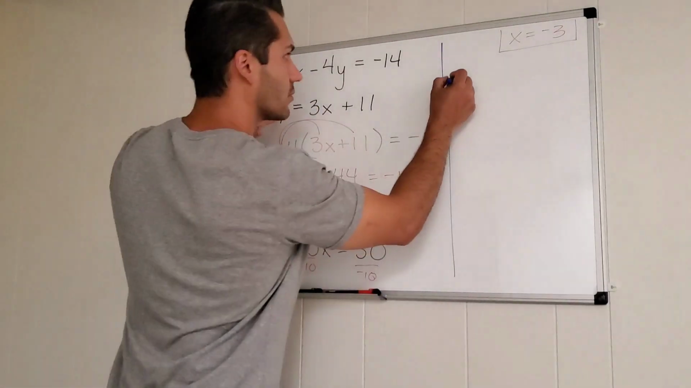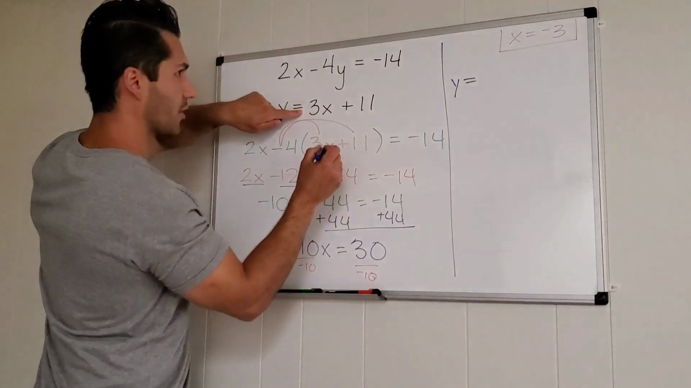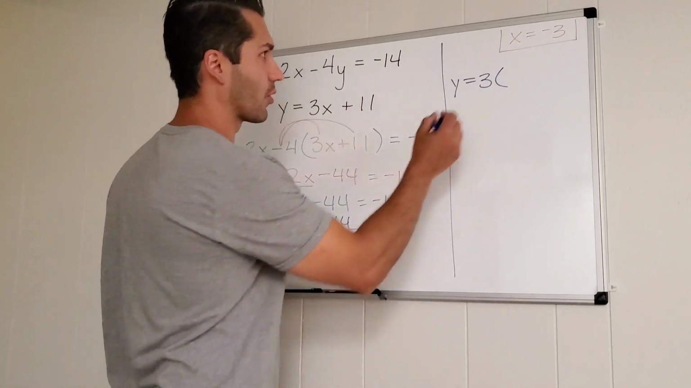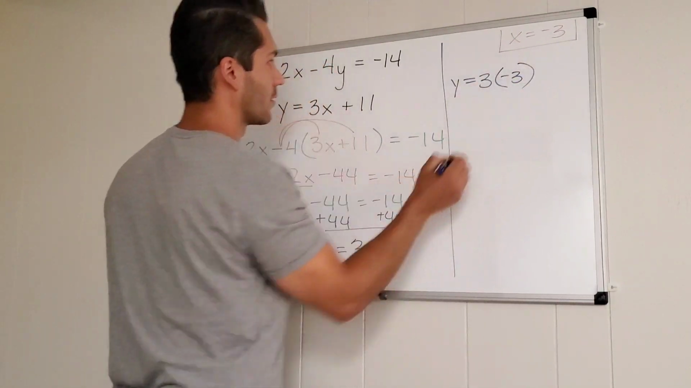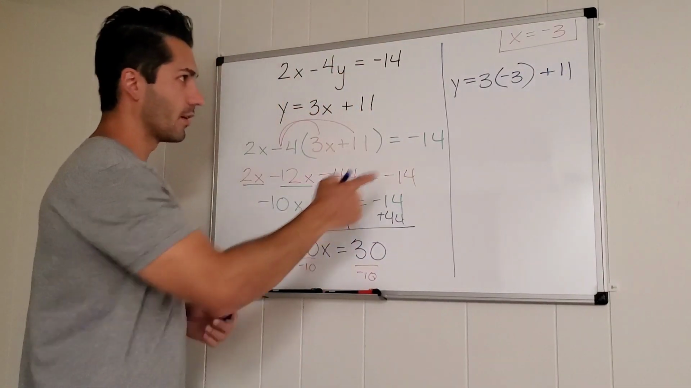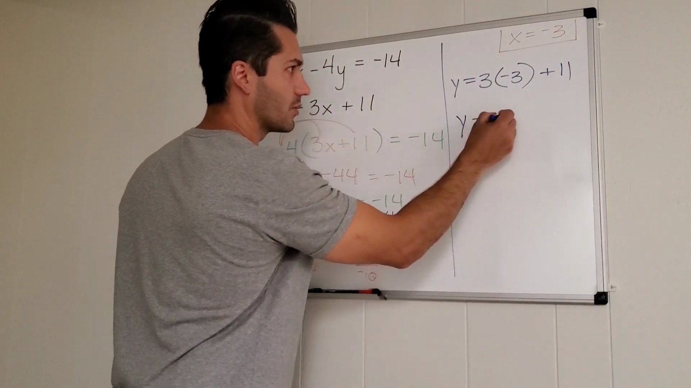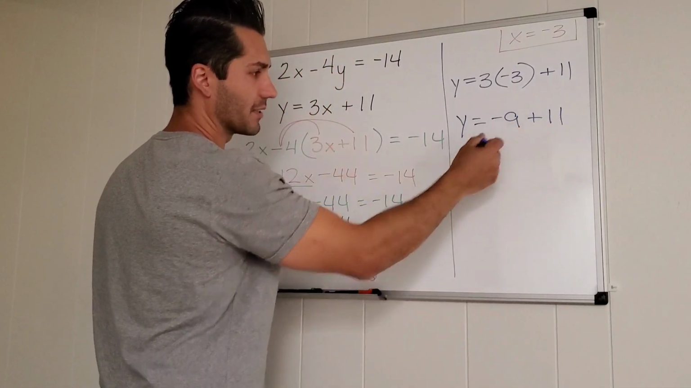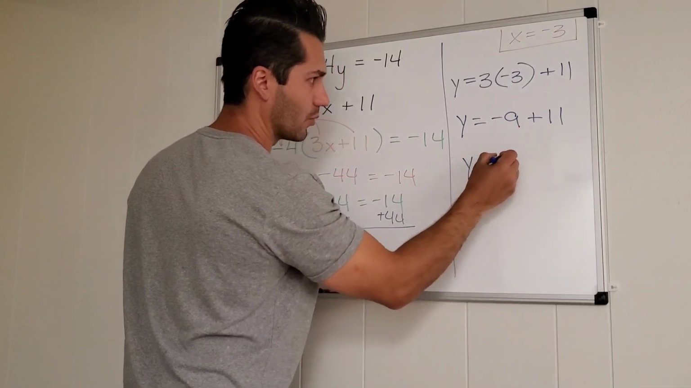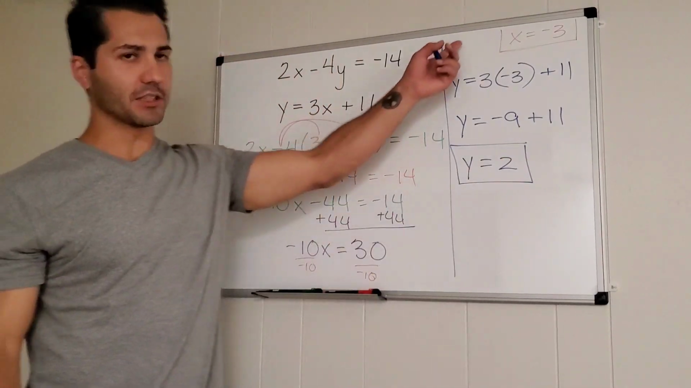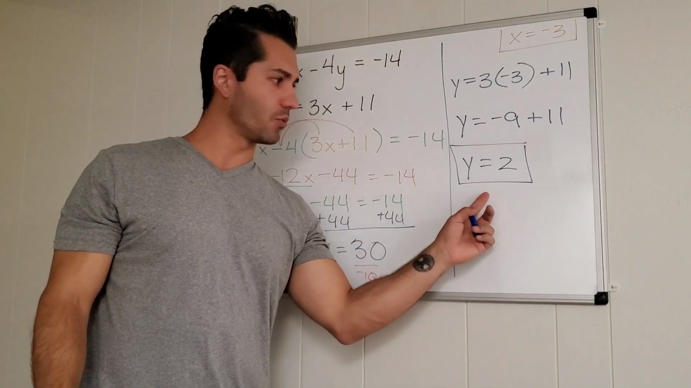So, y equals 3x. I just found out x equals negative 3. I did my work for that. Plus 11. That gives me y equals negative 9 plus 11. 11 minus 9 means y equals positive 2. And I have my answer. X equals negative 3, y equals positive 2.